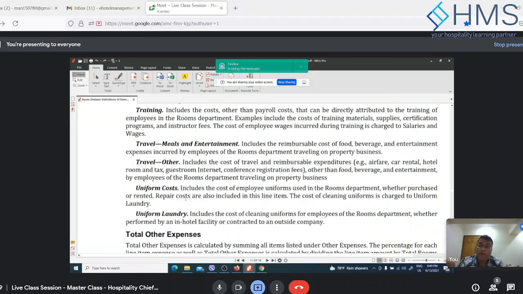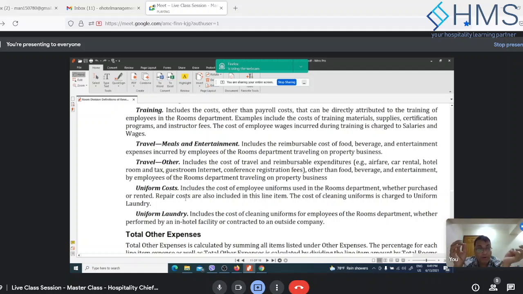Then you have uniforms. Uniforms is the cost of uniform and the cleaning of uniforms. So uniform laundry and uniform cost. The uniform cost usually is the allocation which we discussed last time, that you sometimes buy the uniform and amortize it over a period of 12 months or 24 months or however long.